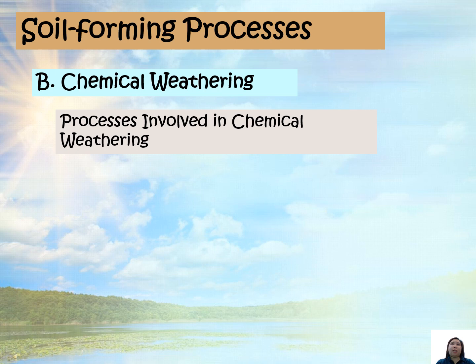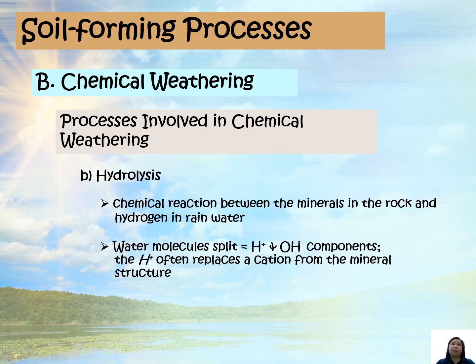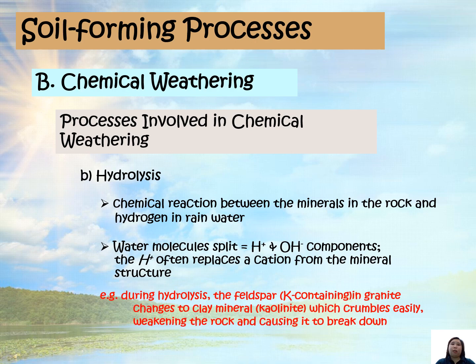Another process is hydrolysis. It refers to the chemical reaction between the minerals in the rock and hydrogen in rainwater. When water molecules split into hydrogen ions and hydroxyl ions, the hydrogen ion often replaces a cation from the mineral structure of the rocks. For example, during hydrolysis, the potassium feldspar of the granite changes to clay mineral kaolinite, which crumbles easily, weakening the rock and causing it to break down.